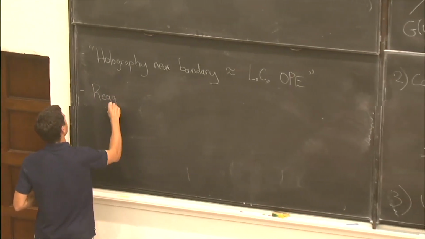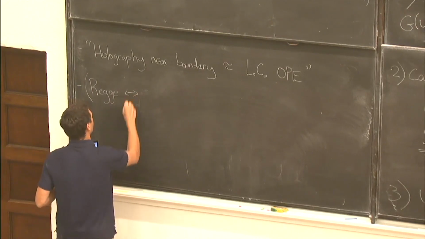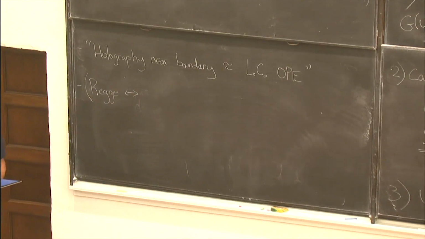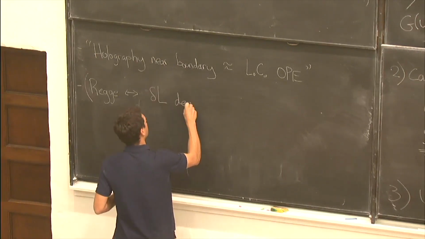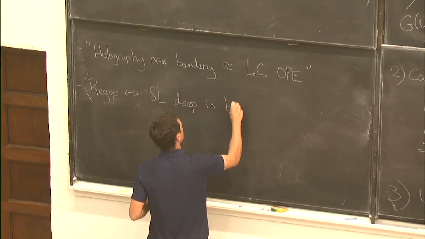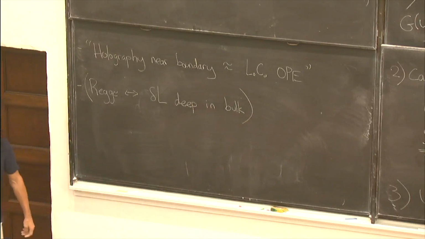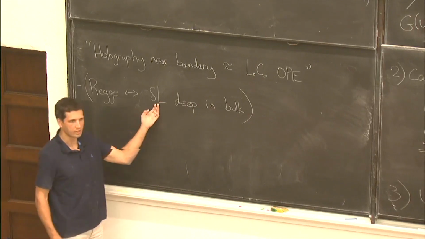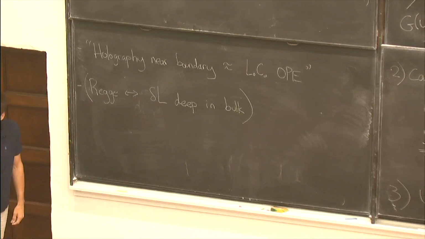I won't really talk about the Regge limit in these lectures, but if you want to understand OPEs in the Regge limit, then you can do something similar. And you can calculate the Regge contribution, say, of the stress tensor or some other operator by calculating geodesic lengths that don't stay close to the boundary, geodesic lengths that probe deep into AdS.